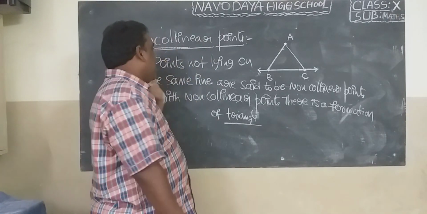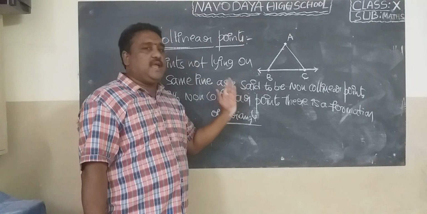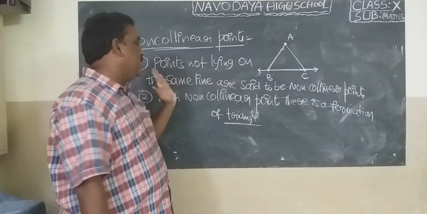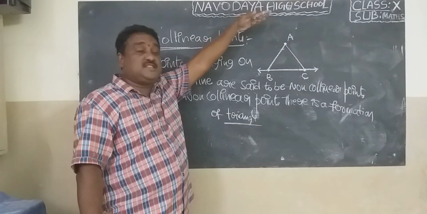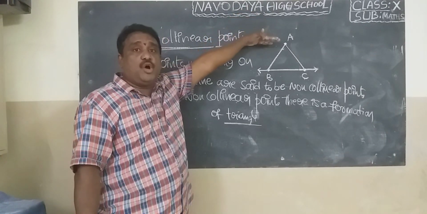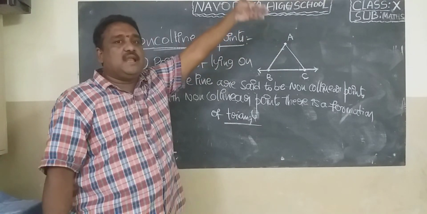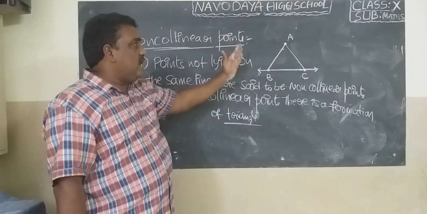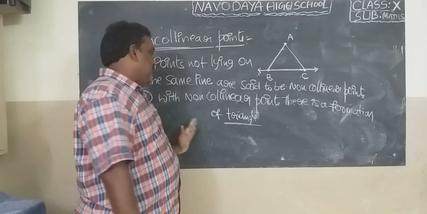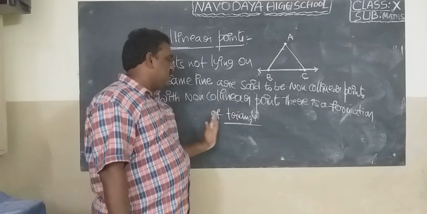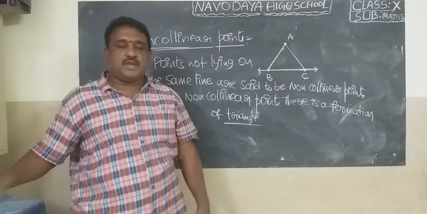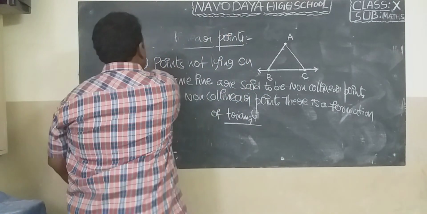Points not lying on the same line are said to be non-collinear points. See the diagram. What is your observation? A not lying on the line, B and C lying on the same line. By joining we get triangle. So with non-collinear points there is a formation of triangle. That is about non-collinear points.